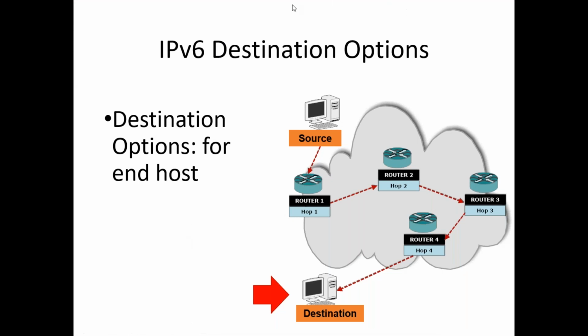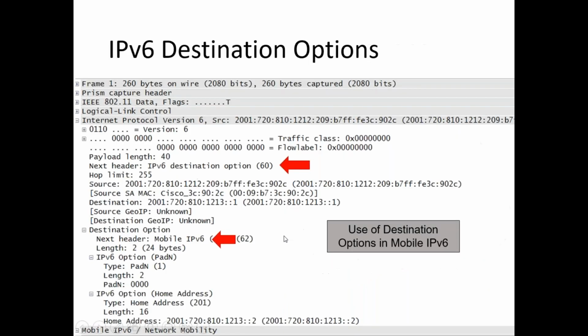So here's the destination options that we were talking about, and you can see the idea is that the source creates a destination options. It goes through the network, and the destination unpacks it and looks at it. The routers along the path are really supposed to just pass it along. They're really not even supposed to be looking at it.